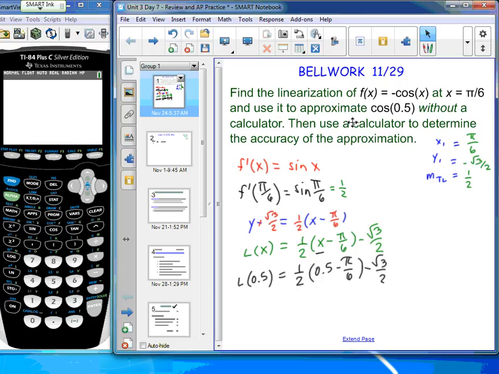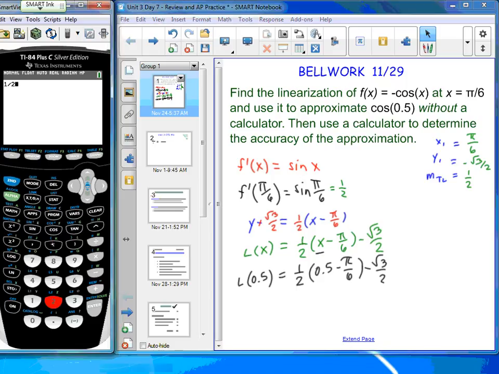All right, so now I'll compare that with the original. My linearization predicts a value of cosine of 0.5 that is 1/2 times quantity 0.5 minus pi over 6, minus root 3 over 2. How many mistakes did I make in that one line of entry? Okay, is that right? Yes. Prediction? Negative 0.8778. And actual value, rounded, is cosine of 0.5.